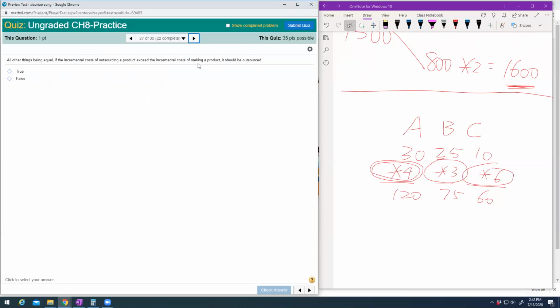If you have a car, and you fix it at the dealer, it costs you $200. If you fix it by yourself, it costs you $150. You definitely fix it by yourself, right? You should make it by yourself. You should not outsource it.